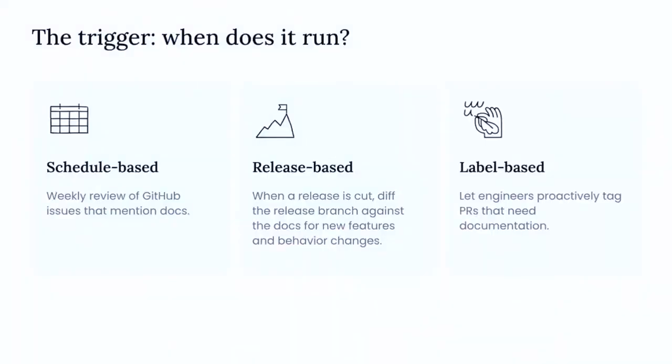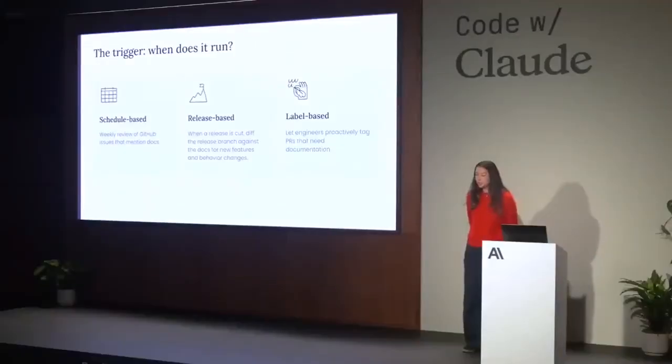So the first one is the trigger. When should this event actually run? Inside of routines, there's basically two ways to do this. You can have things kick off on a schedule, on a time-based trigger. For that earlier example I showed you, this is how we do a weekly review of differences between our source code for Claude Code as well as our documentation repo.